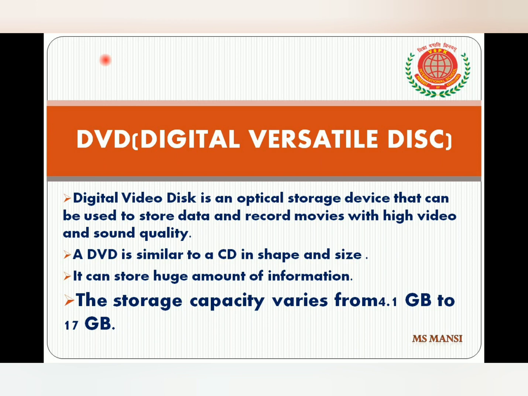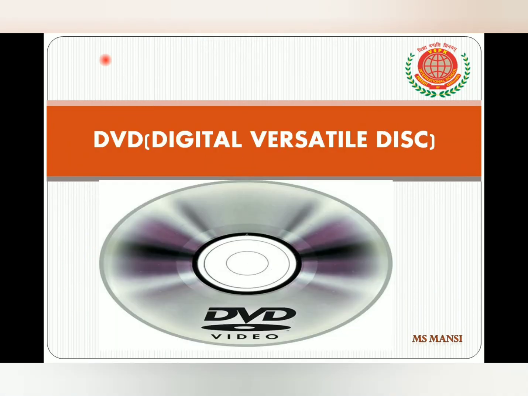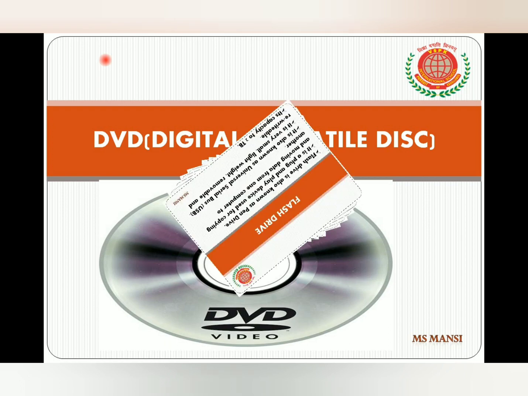So it is an optical storage device that is used to store data and recorded movies with high video and sound quality. Its shape and size is similar to CD, and it can store a huge amount of information. Its storage capacity varies from 4.1 GB to 17 GB. This is the representation of DVD. This is just like CD, but it can hold more data.